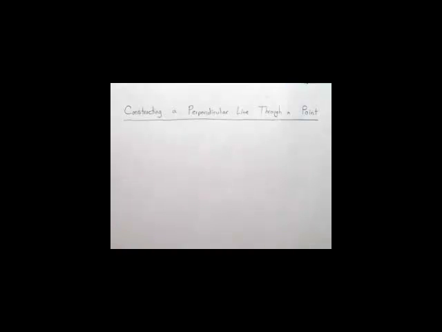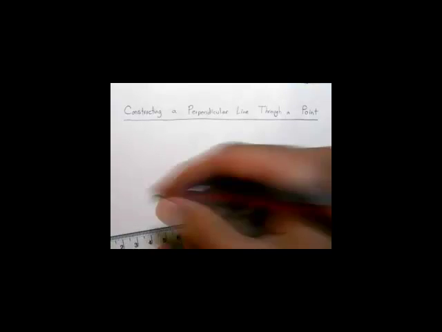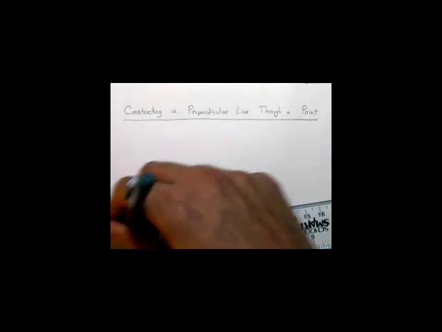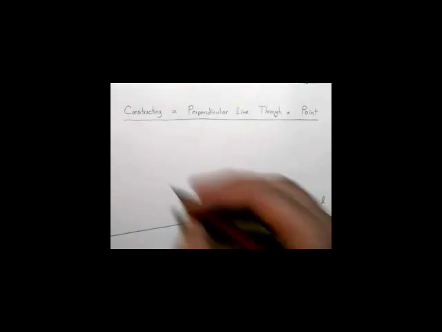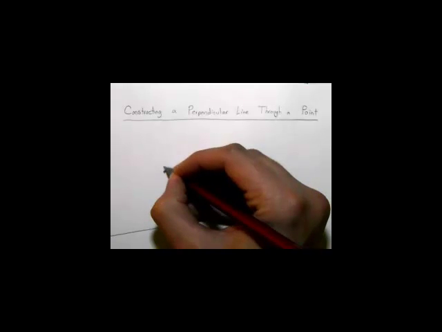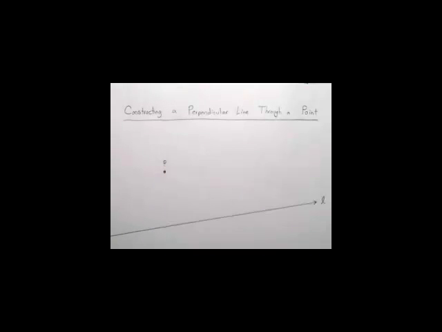Okay, so this video is to help you in constructing a perpendicular line to an existing line through a given point. So we need to start with a line and a point. So line down here. Call that line L. And then we need a point, so we'll say we've got point P right here.